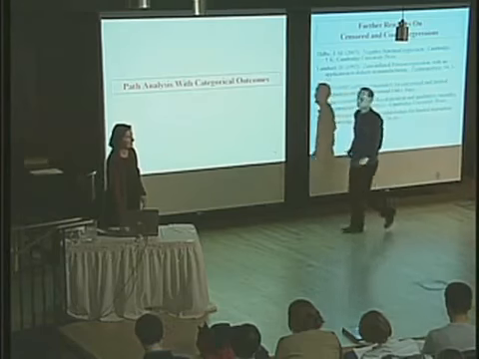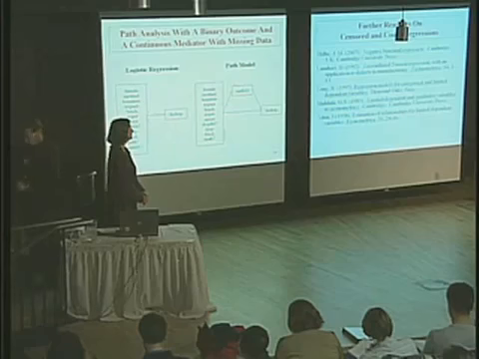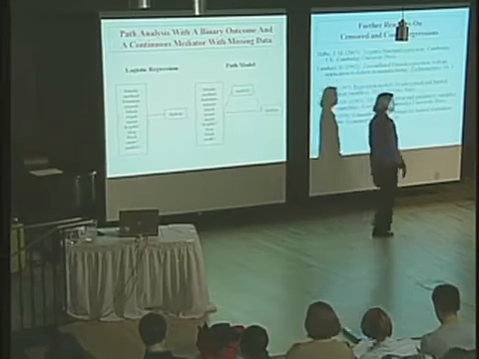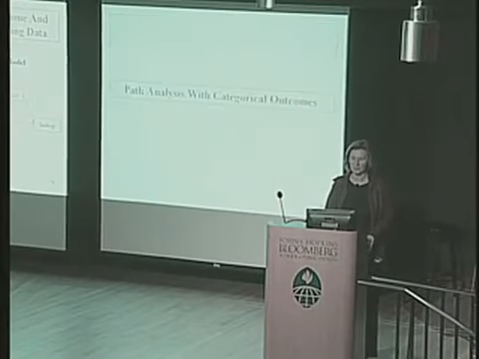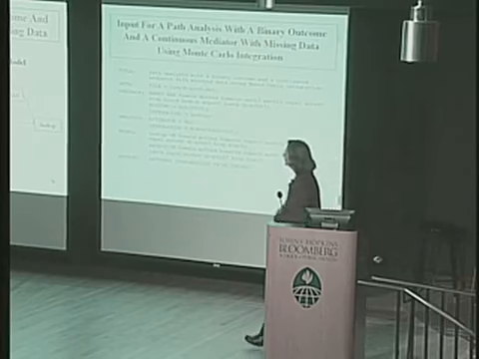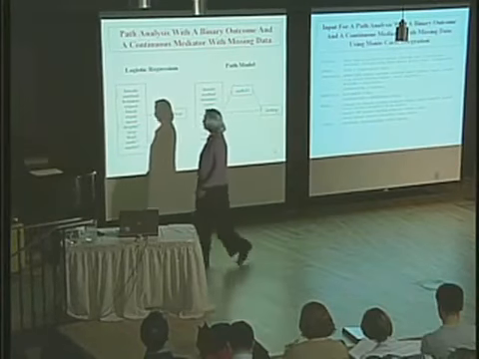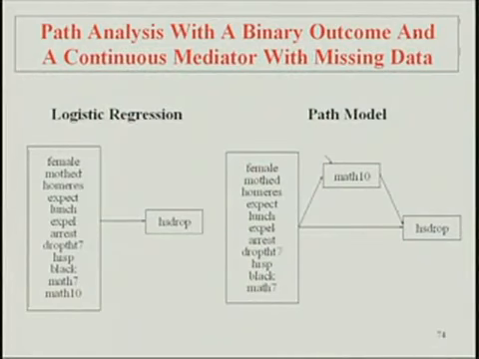So now we're going to go to path analysis with categorical outcomes. Yesterday we looked at path analysis, but the outcomes were continuous. And remember, path analysis is just a model that contains more than one regression equation. Today we're going to look at a situation where we're interested in high school dropout as the dependent variable, and we have a set of independent variables that are listed here.